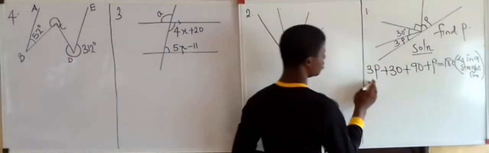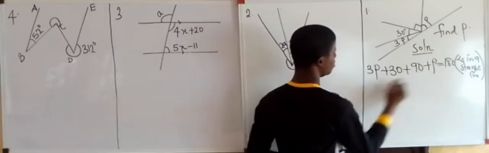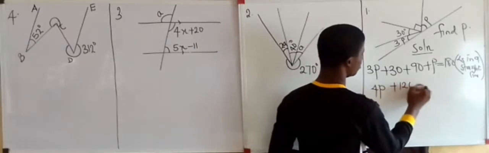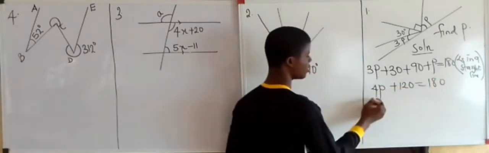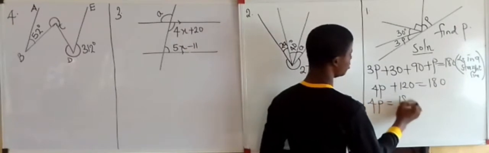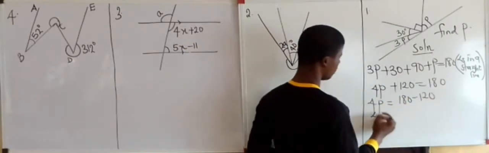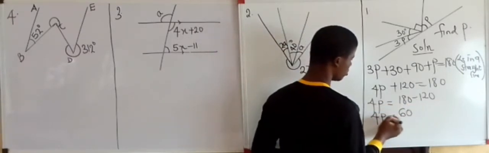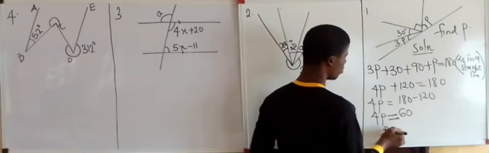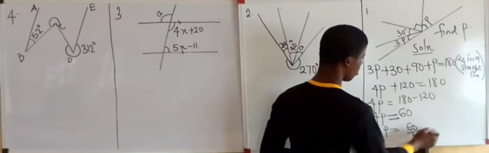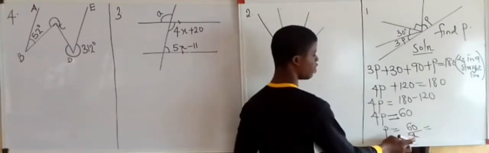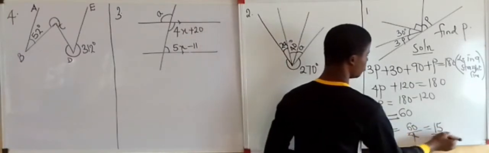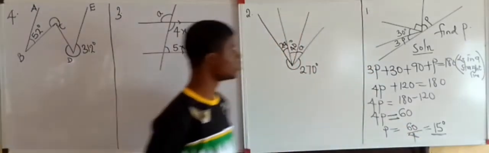That's the reason. So this is 3P, 3P plus P is 4P. Then 30 plus 90 is what? 120. It's equal to 180. So collecting like terms, 4P is equal to 180 minus 120. 180 minus 120 is 60. So 4P is equal to 60, and P is now equal to 60 over 4. It's simple. 6 divided by 4 is 1, remaining 2. So 20 divided by 4 is 5. So P is 15 degrees. Angles in a straight line.